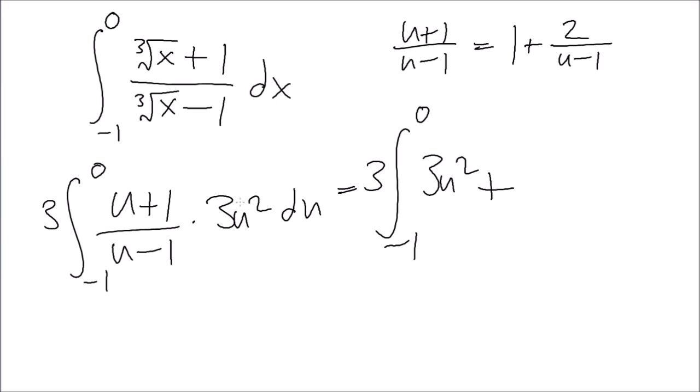I'm sorry, I just realized something. That 3 should not even be here, because the 3 is already here. So that 3 shouldn't even be there. Whew, almost messed up. Be very careful. I almost messed up, ruined everything, almost. Okay, u squared, and then 2u squared here, u minus 1.